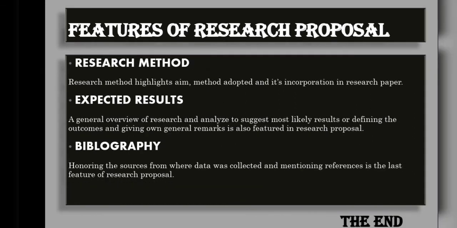So next is research method. Like, what was the method adopted, the data information, how the survey results were analyzed, how the data was incorporated. This is included in the research method. And expected results. These are general comments on the research, or analysis, or overview, or defining outcomes of the research. Giving general remarks on what you expect, what results this research would give. And then last is the bibliography, which is an important factor, where you honor the sources from where you collected all of your secondary data and mention references. The general referencing style of research is APA referencing. It is also called bibliography. That's how a research proposal is composed. That's all.